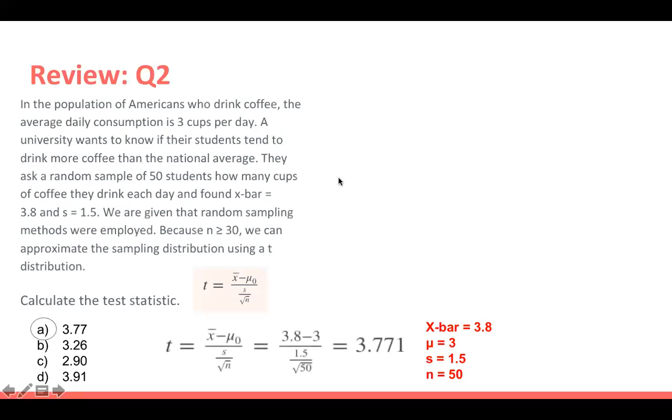So we're just going to plug it all in. So 3.8, our X bar, minus 3, which is our mu, divided by 1.5 over square root of 50. After doing all that math, we get an answer of 3.771 as our test statistic.